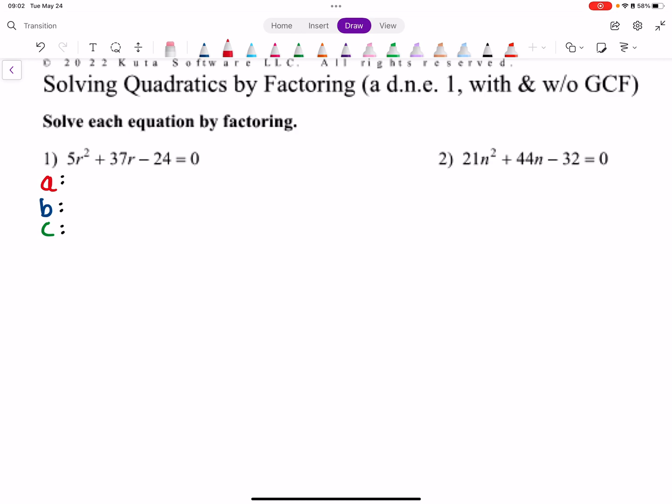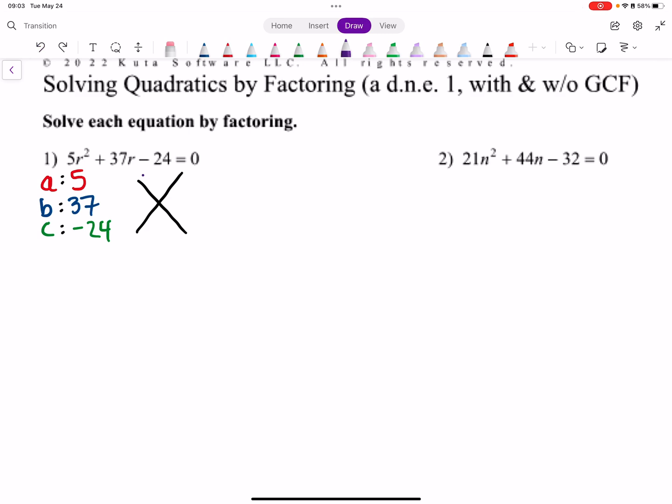So now I need to identify a, b, and c and set up my x problem. A is the number in front of the squared term, b is the number in front of the linear term, and then c is all by itself hanging out at the end. I'm going to make sure to include that negative sign. Now we set up our x problem. Remember that a times c goes on the top, so the top of my x problem is going to be negative 120, and then b goes on the bottom.